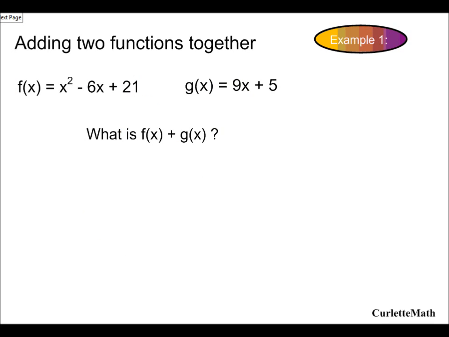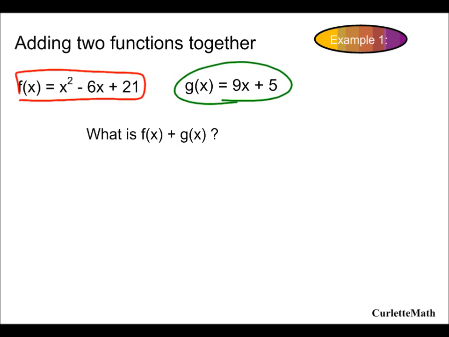Now, what if we want to add together a polynomial and a linear function? F of x would be our polynomial. G of x is our linear. So if we want to add these two functions together, well, let's look and see what the f of x function is, the g of x function, and put our plus sign in the middle. So f of x would be x squared minus 6x plus 21. G of x would be 9x plus 5.